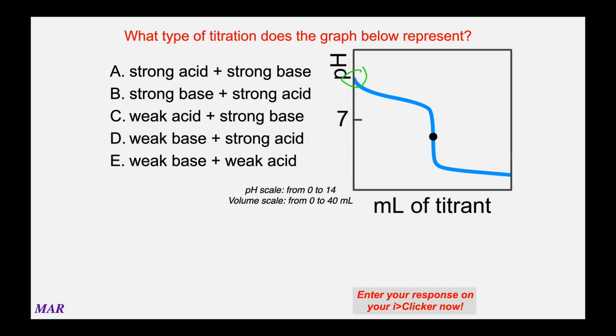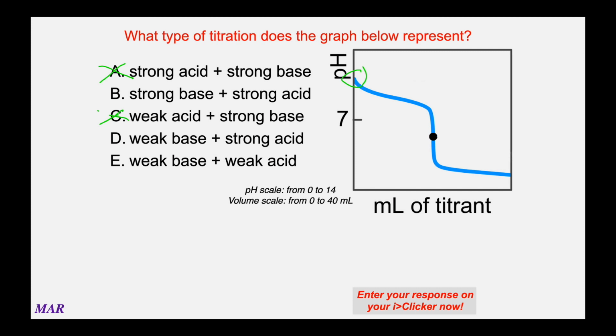In the types of titrations we looked at, what you start with is always listed first. So it will not be a strong acid, strong base. Strong acid, strong base would start out acidic. It also won't be a weak acid, strong base, because even weak acids would start acidic, not basic, okay? So we already eliminated A and C.